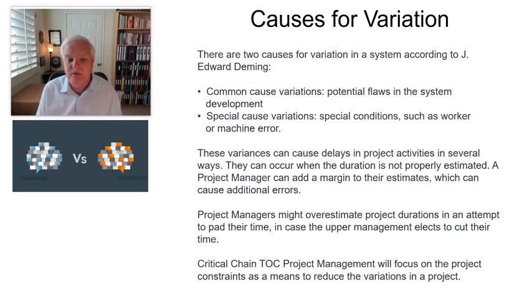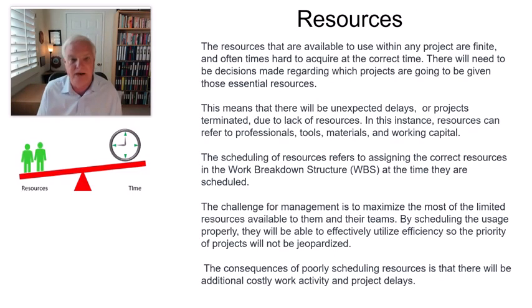Well, that theory of constraints, that critical chain process of walking through everything, focuses on the project constraints as a means to reduce those 2 types of issues, the variations in a project. You want to try to minimize or eliminate those.